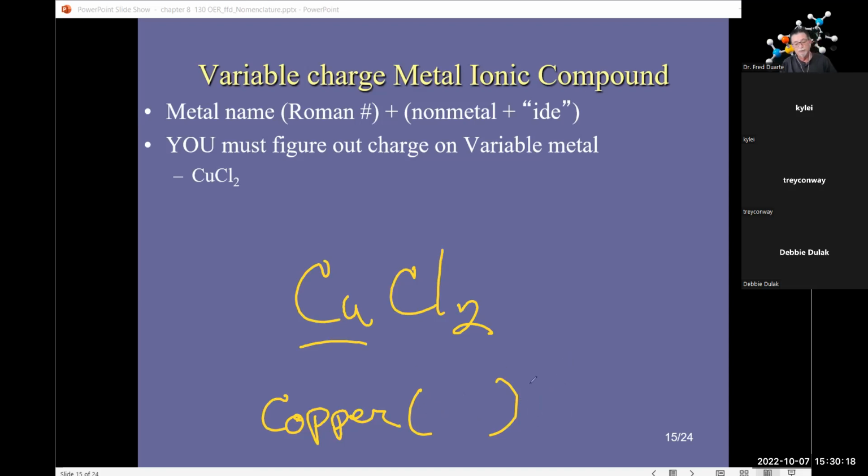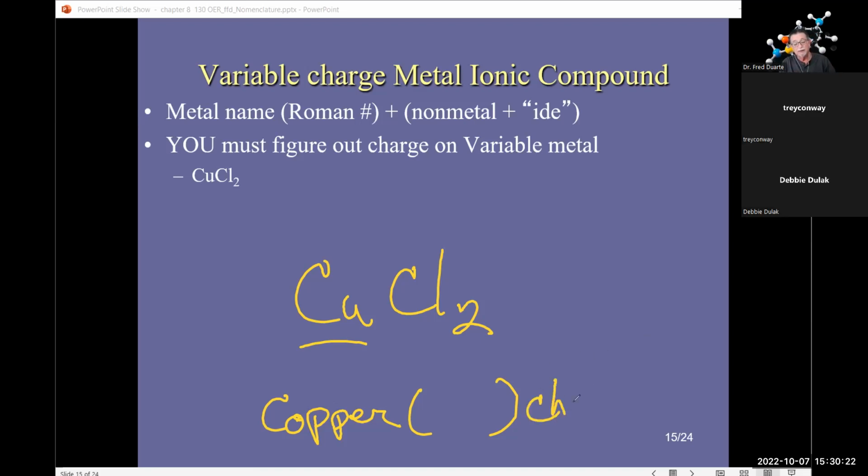Okay, so I can quickly write the parent, the base name. Okay, and so I got copper chloride. No question about it. That is the base name based on the two elements. What I don't know at this time is what's in the parentheses. Which copper am I using?